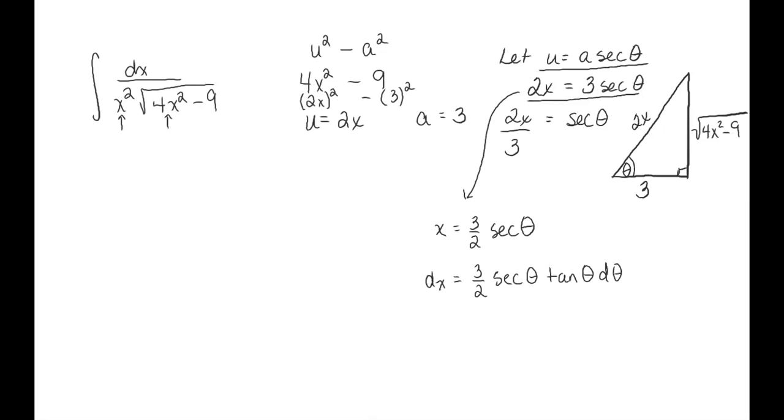So I'm going back here and I'm looking, I've got my dx, I've got my x, so I can plug in and get my x squared. And then this square root, again, some students like to just grunge it out. I think it's a little simpler if we go back to our picture in our triangle and notice that tangent theta is square root 4x squared minus 9 over 3. So that means that 3 tangent theta is square root 4x squared minus 9.